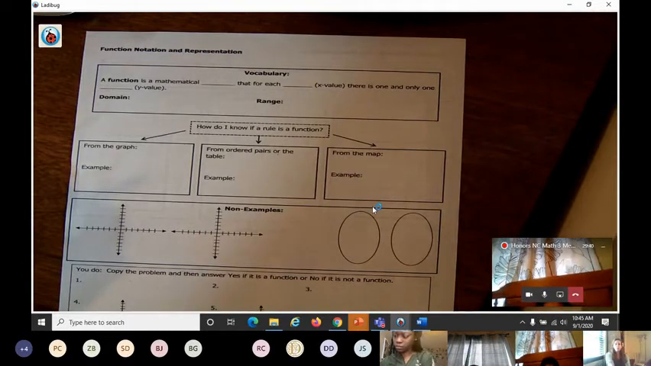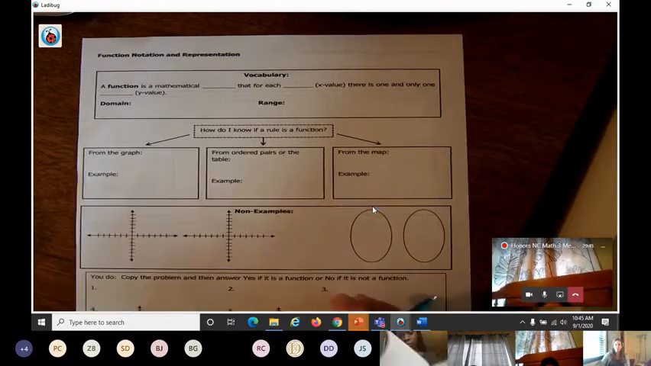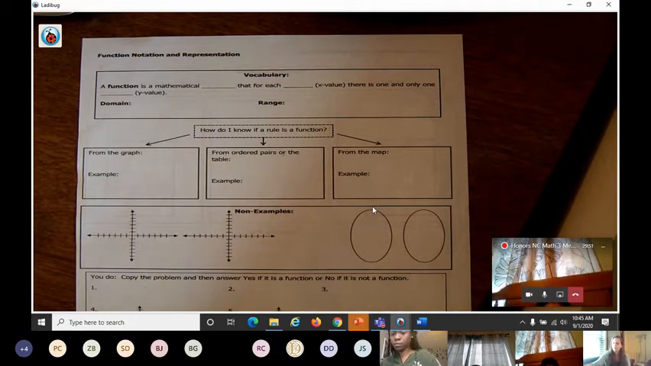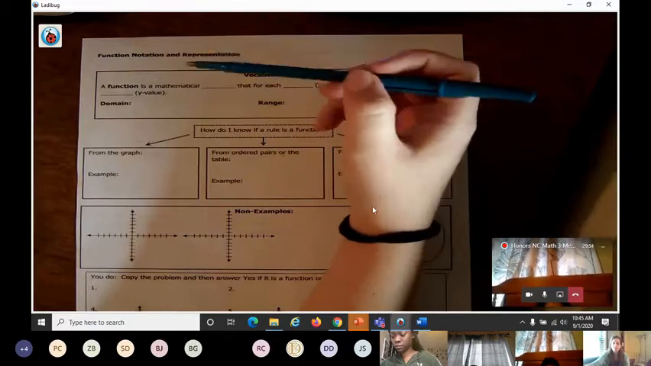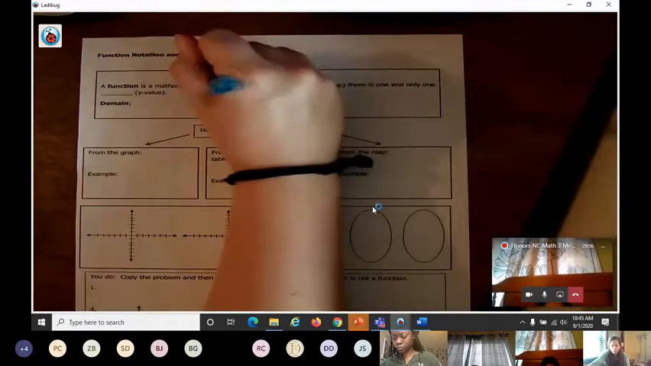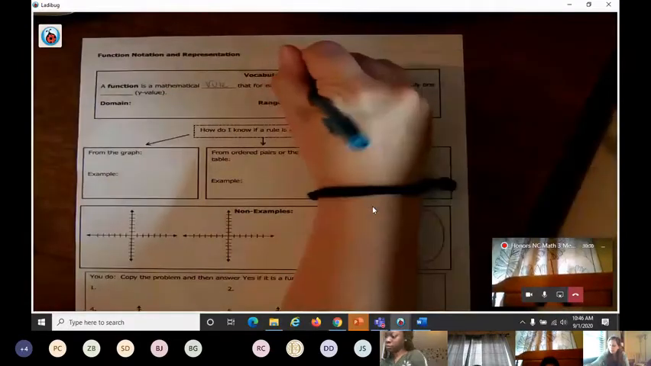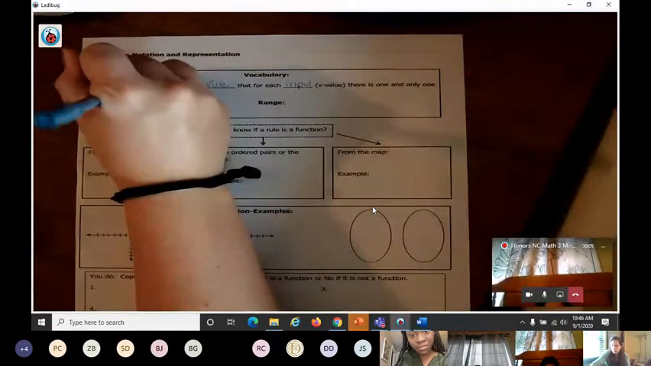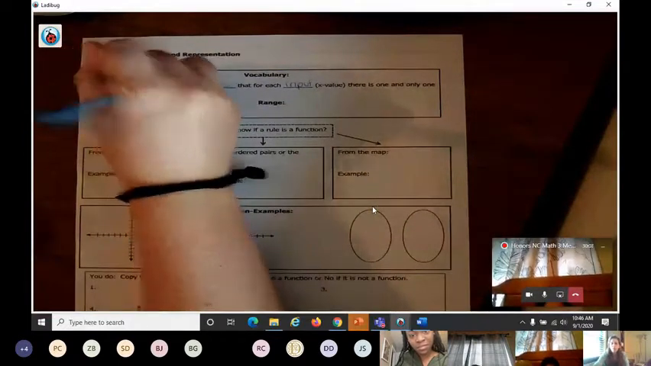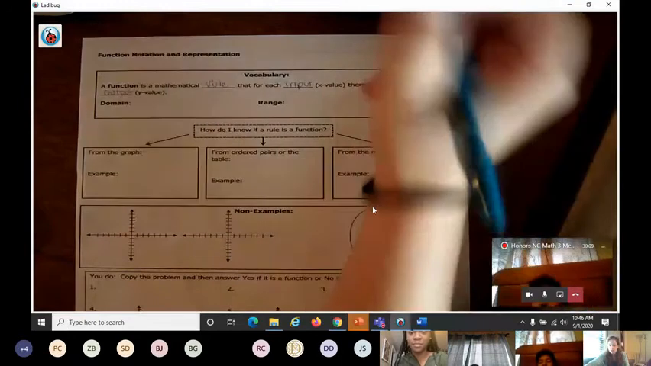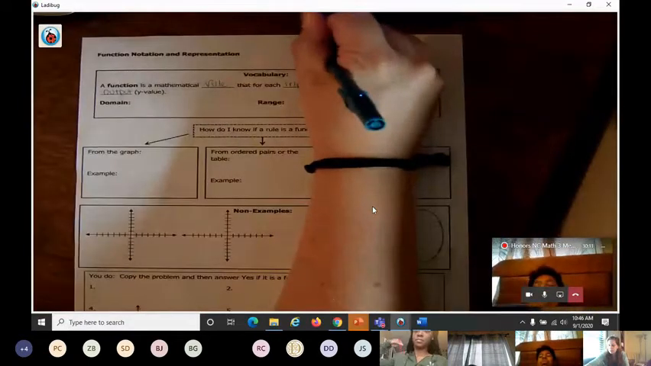Okay, so first, we're talking about functions today. Our very first unit for Math 3 is functions. So we're going to start there. We're going to first define function. A function is a mathematical rule that for each input or x value, there is one and only one output, or y value.